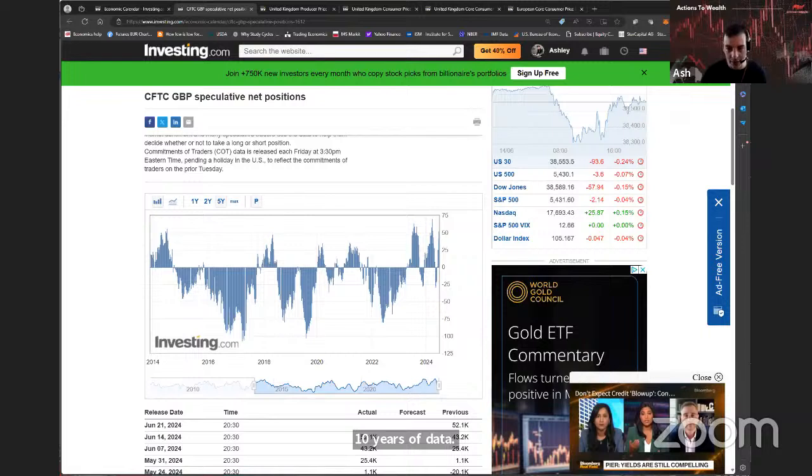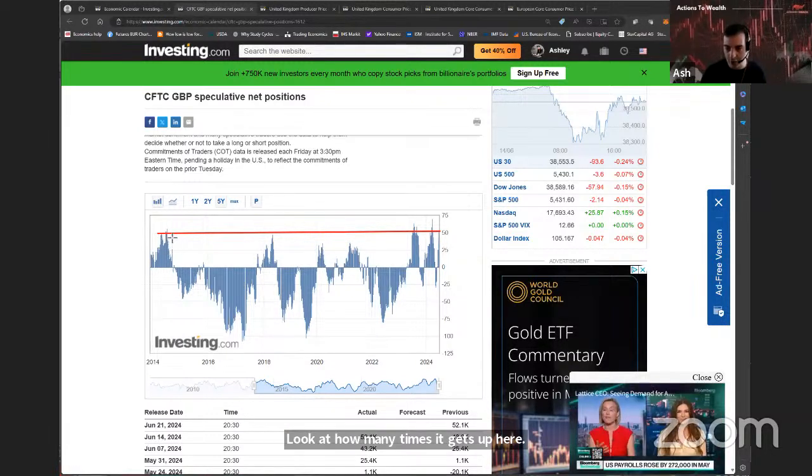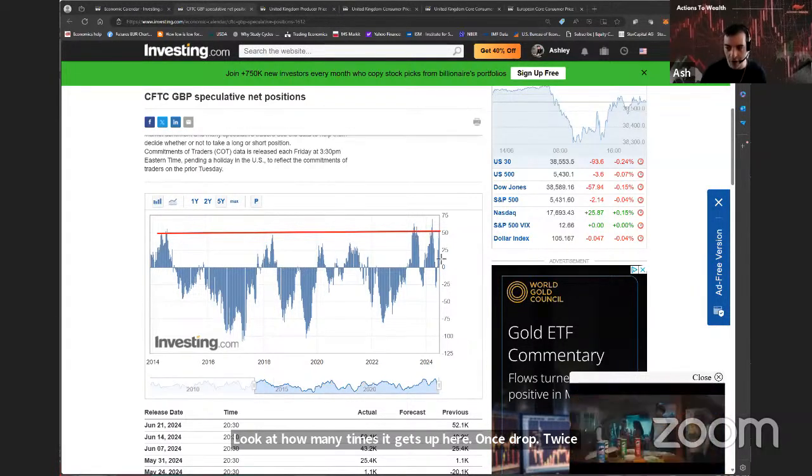And we'll mark off this high here. Look at how many times it gets up here. Once, drop. Twice, drop. 3 times, drop. 4 times, it clustered for a bit, but then it dropped. 5th time, drop. So we are at an extreme.